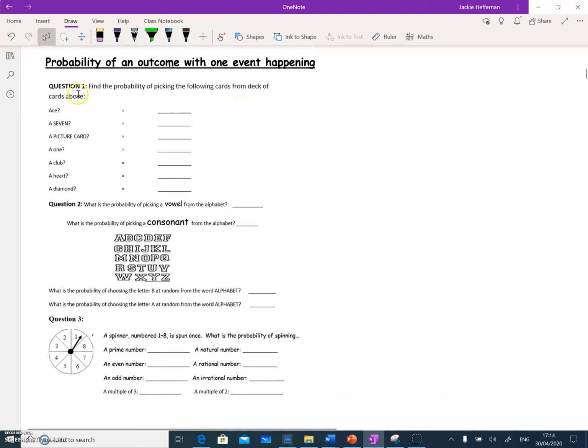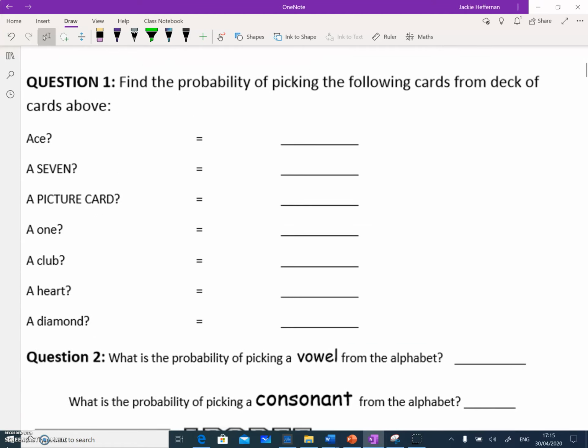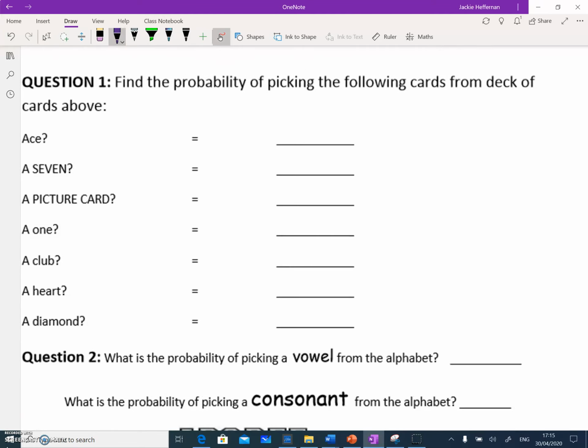So you need to know how many cards in a pack. So it's 52. How many aces are in a pack? How many sevens? And so on. Okay, so you're trying to find the probability of picking an ace. There is 4 aces in a pack, so it's 4 out of 52. If you simplify this down into 1 over 13, that's fine.